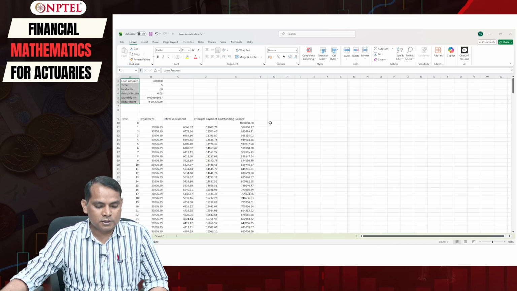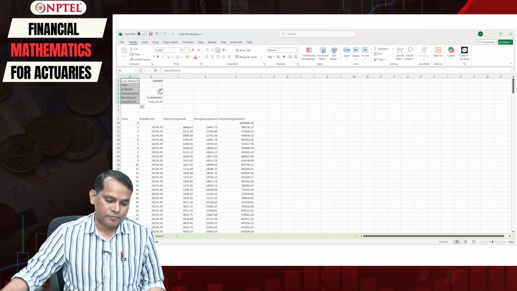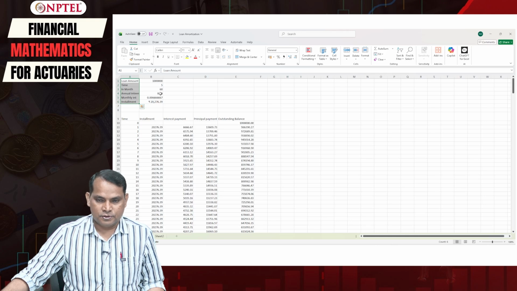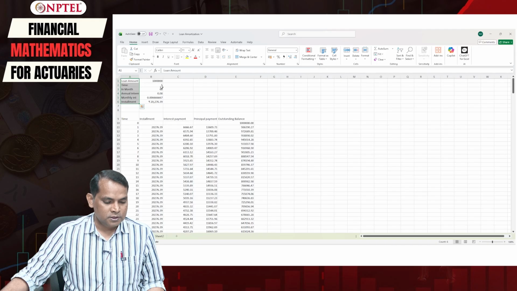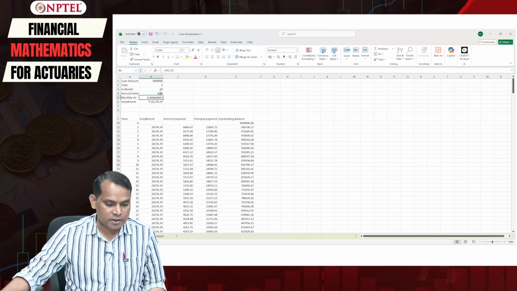To do that, see here, this interest rate is per annum, and therefore you need to compute the monthly interest rate. Here the loan amount will be repaid in a 60-month period, and therefore we need to compute the monthly interest rate, which will become 8% divided by 12, which is equal to this one. This is simply this divided by 12, and then you will get the amount here.